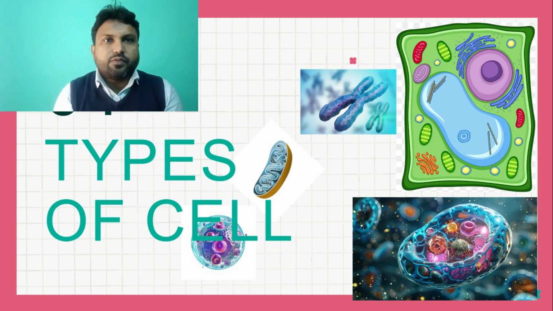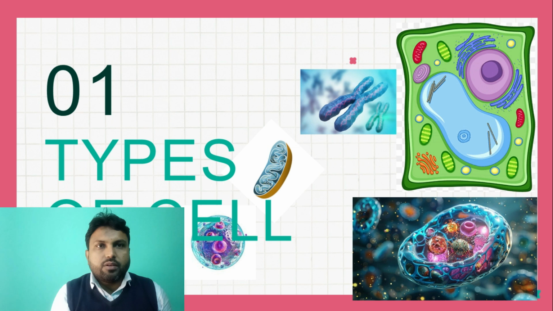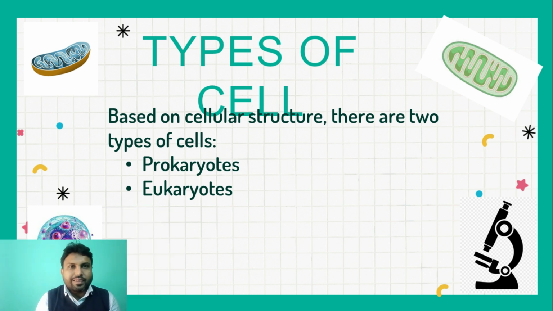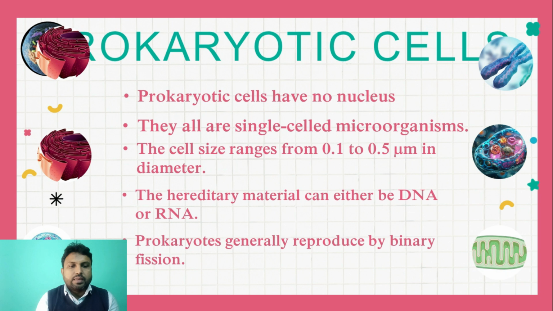Cells are similar to factories of different laborers and departments that work towards a common objective. Various types of cells perform different functions. Based on cellular structure, there are two types of cells. One is prokaryotes and another is eukaryotes. Now we will discuss prokaryote cells.